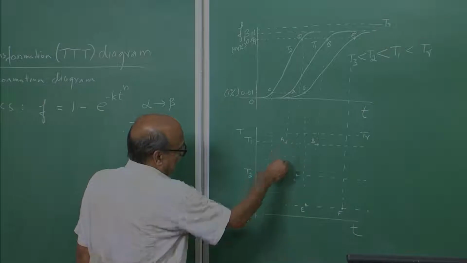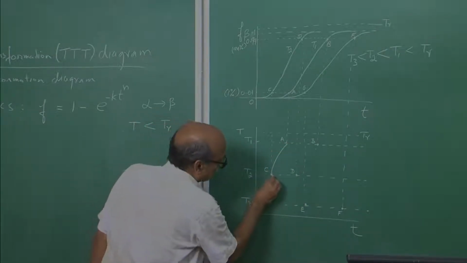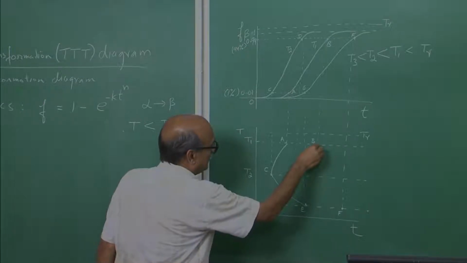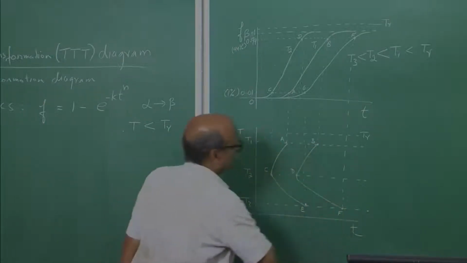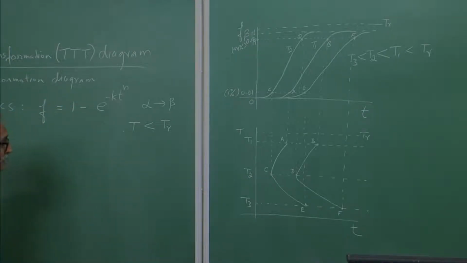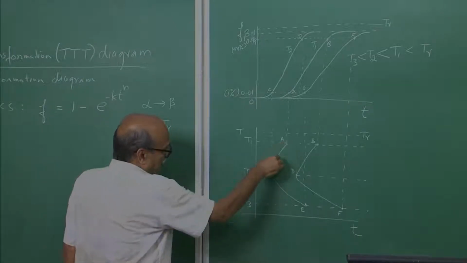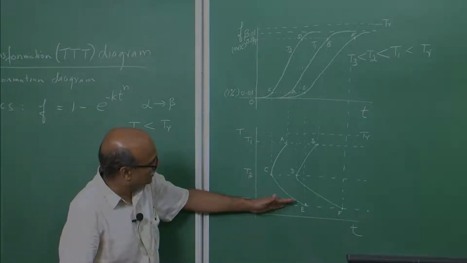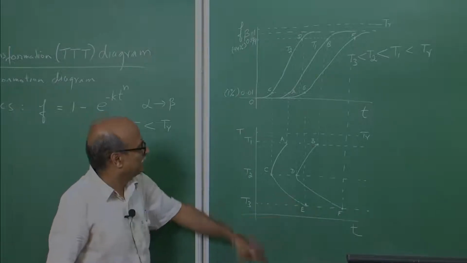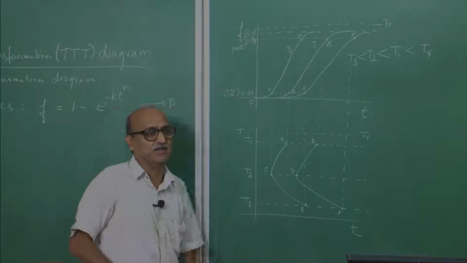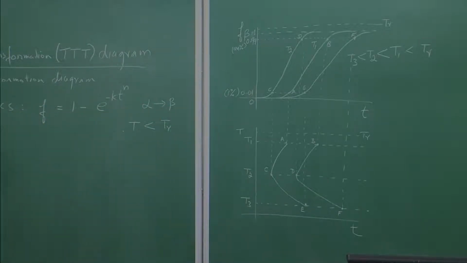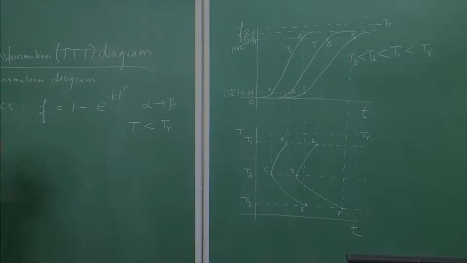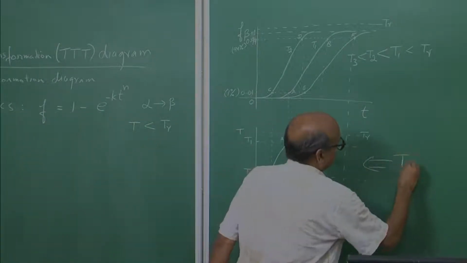So, I can join A, C and E, then this will come out like this. I join B, D and F corresponding to 99% complete, and it would correspond to a curve something like this. So, all the points on the curve ACE, in fact even the intermediate points, correspond to the points where 1% transformation is complete. All the points on the curve BDF correspond to 99% complete. Now, this is what is called the time temperature transformation diagram or the TTT diagram.